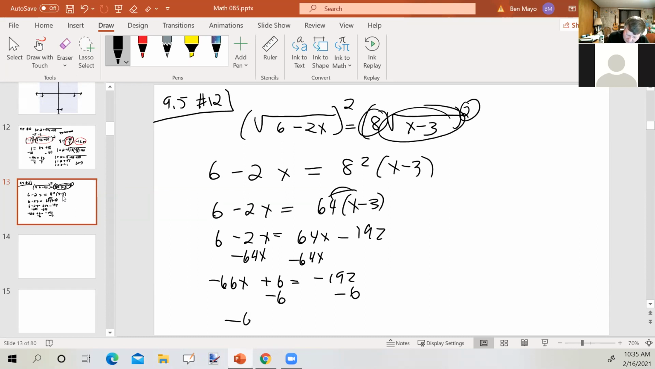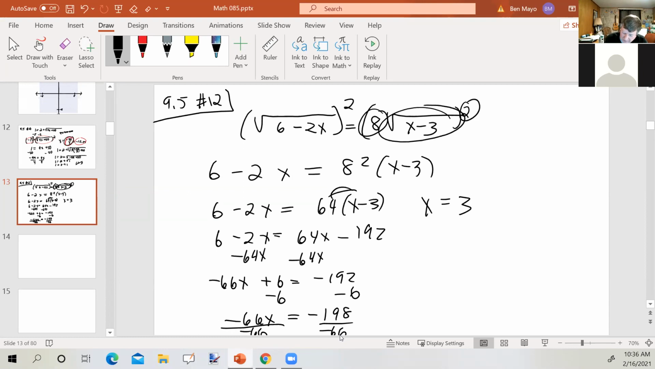Subtract 6 from both sides. Negative 66x equals negative 198. Divide both sides by negative 66. And I think that comes out to x equals 3.